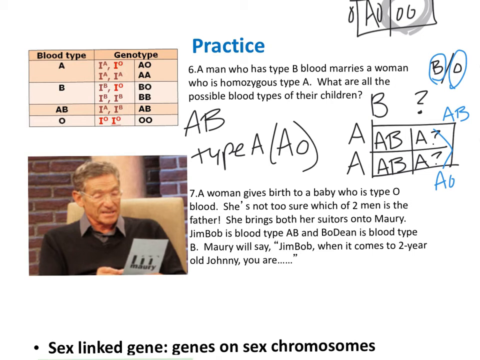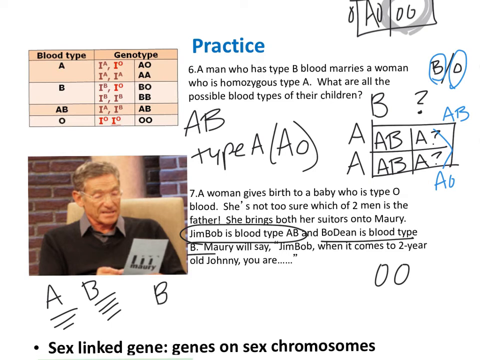Question 7, a woman gives birth to a baby who is type O. So right off the bat, I know they had to get an O from mom and they had to get an O from dad. She's not too sure which of the 2 men is the father, so she's got one candidate who's type AB. Well, that candidate could give an A to his kids or give a B to his kids. He cannot give an O to his kids. So I know automatically that Jim Bob there is not the father. To confirm, this other guy is type B. He could possibly have an O. So Jim Bob would be not the father.